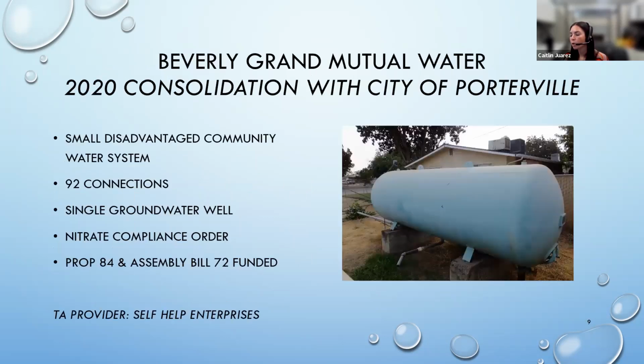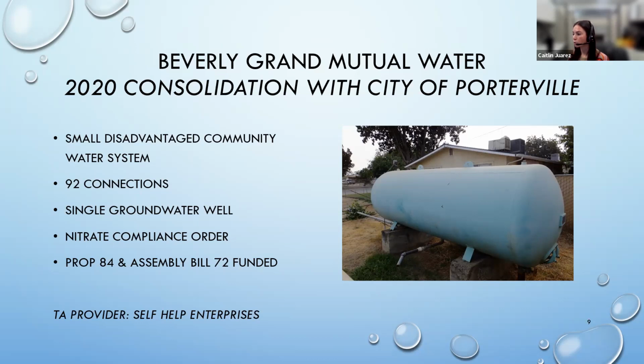So an example of a full consolidation we have right here, this happened in 2020, and this is Beverly Grand Mutual Water Company. Beverly Grand is a small disadvantaged community water system in Tulare County. They served a population of 92 people off a single groundwater well. Beverly Grand was issued a compliance order for nitrate in 2004.